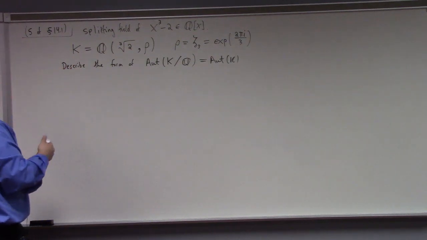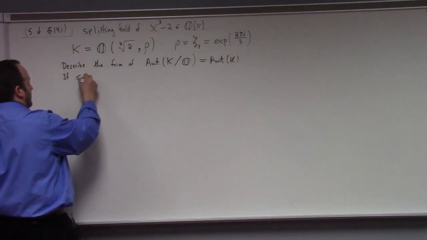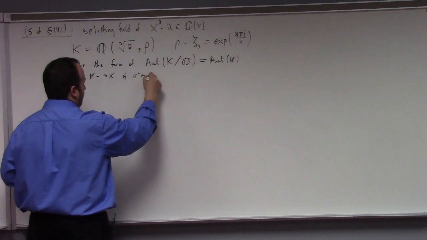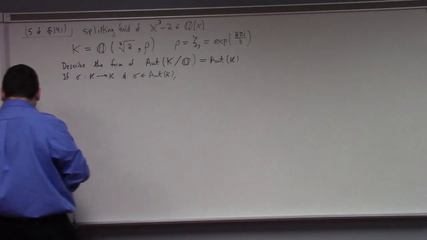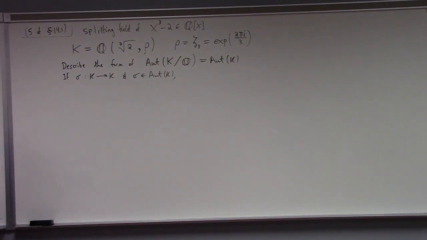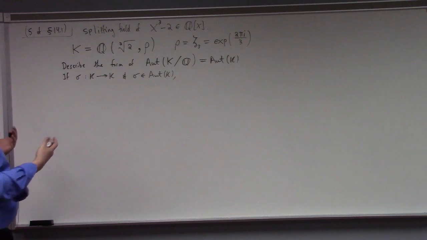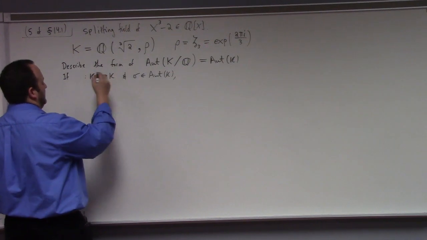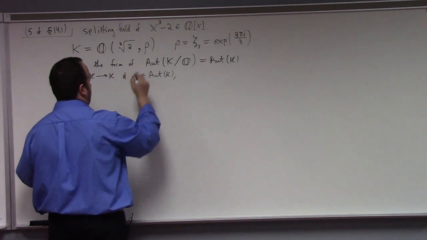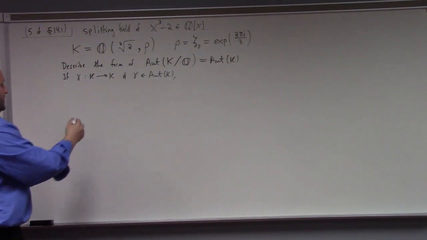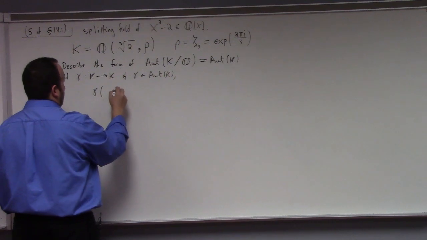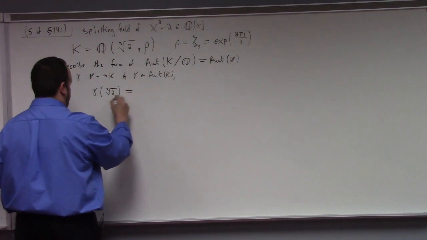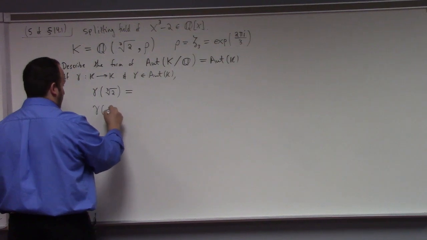And so to describe it, if sigma is a mapping from K to K and it's an automorphism, then we can pin it down by what it does to the generators. Instead of using sigma here, let me use something else, let's call it gamma for a second. To describe what gamma does, you have gamma of the cube root of 2, and you have to say what that goes to. And you have gamma of rho, and you have to say what that goes to.